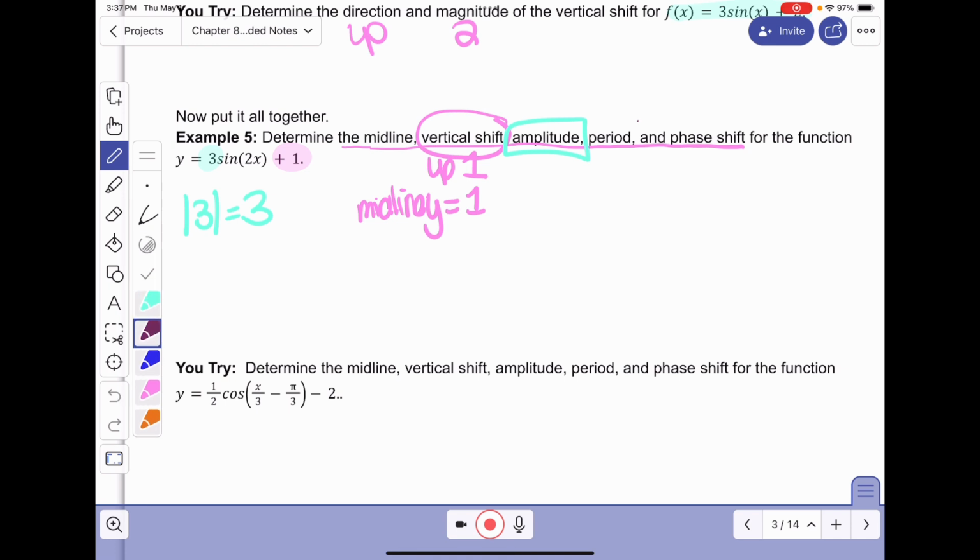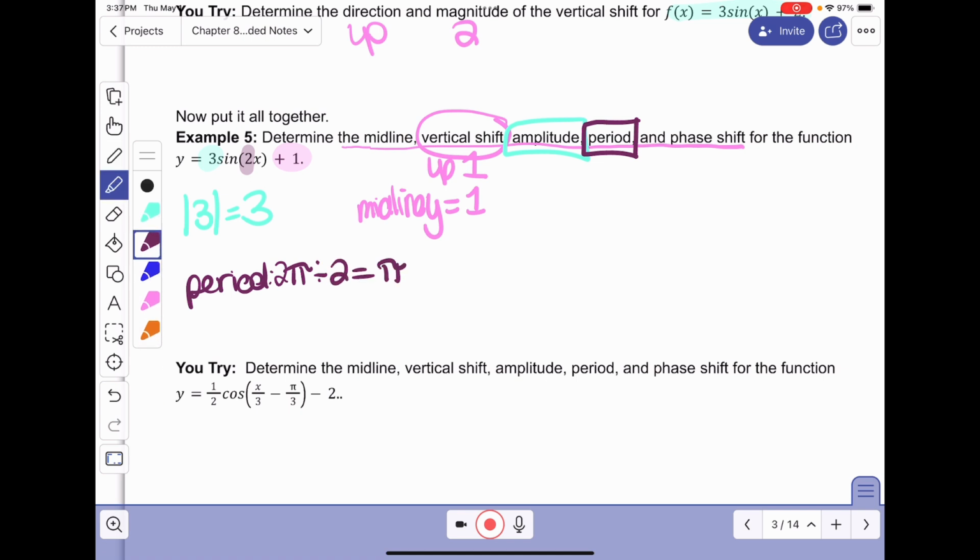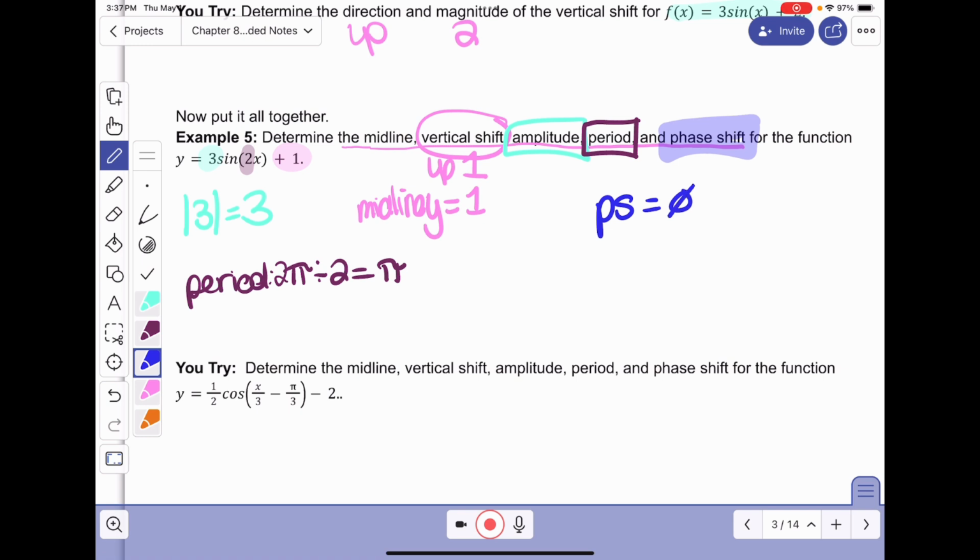Then we have the period. We take the number in front of the x, and we do 2 pi divided by 2, so we get pi. And then the phase shift: there is nothing added or subtracted inside the parentheses, so the phase shift is 0 or none.